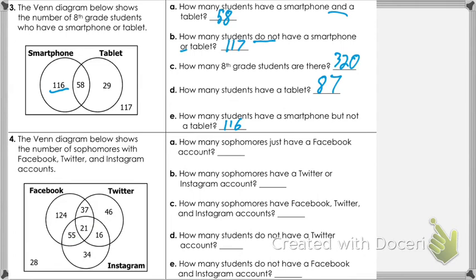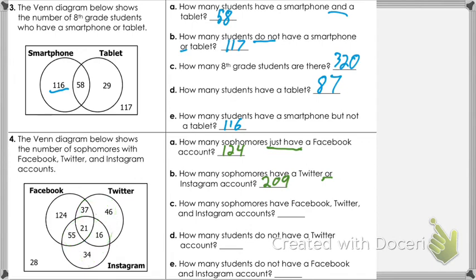How many sophomores just have a Facebook account? That'd be the 124 that are in Facebook, but no other circle. Letter B, how many sophomores have a Twitter or Instagram? So Twitter or Instagram. So we want all of this, but we also want all of these. Because everyone in these 6 different number spots, the 46, 16, 34, 55, 21, and 37, all have Twitter or Instagram at the very least. They might have more, but they have at least one of those 2. So that would end up being 209 if we add all 6 of those numbers together.